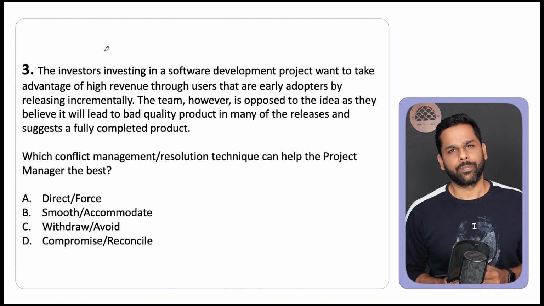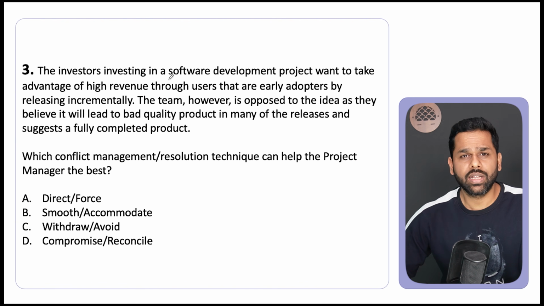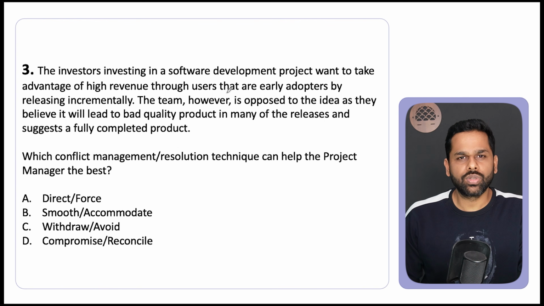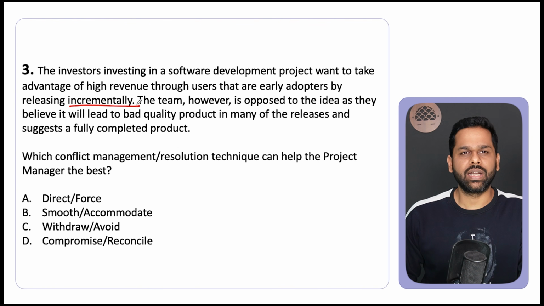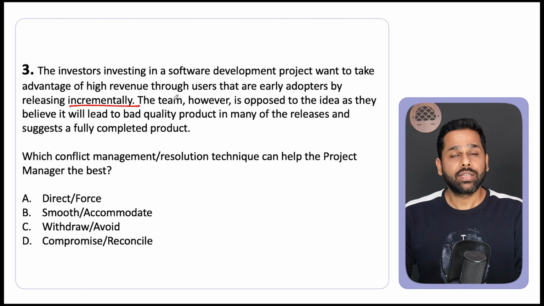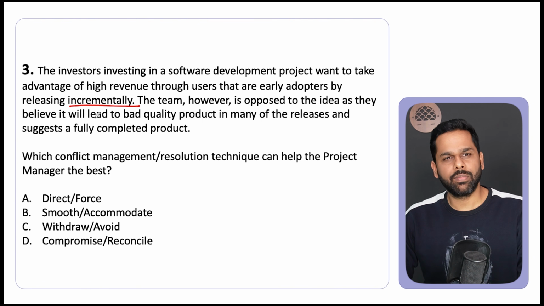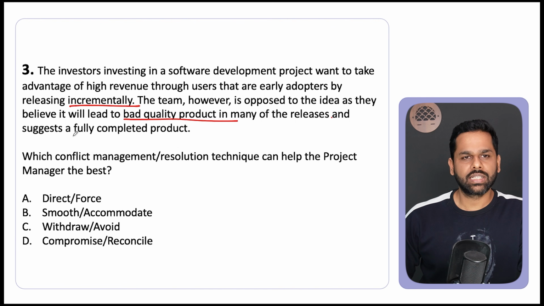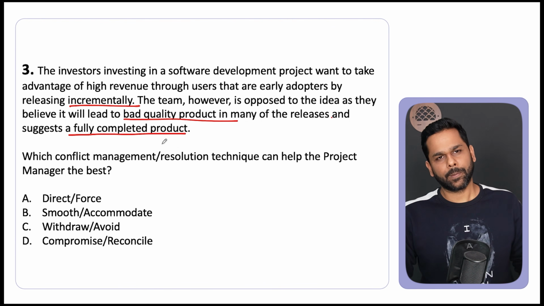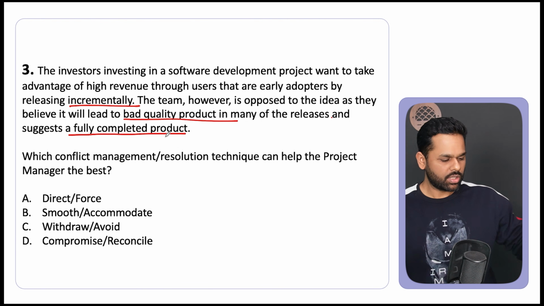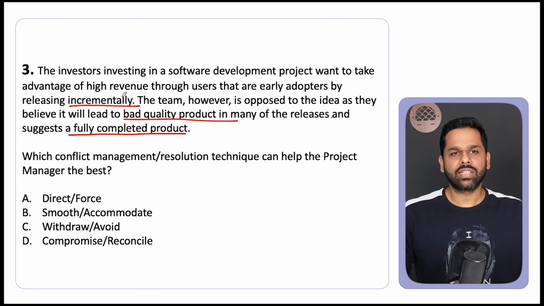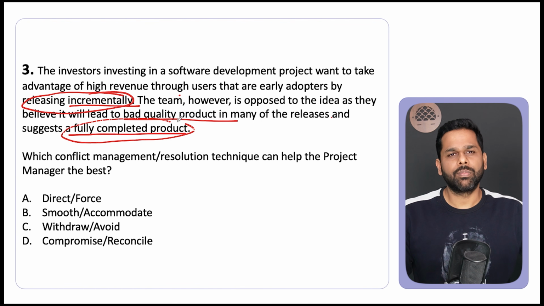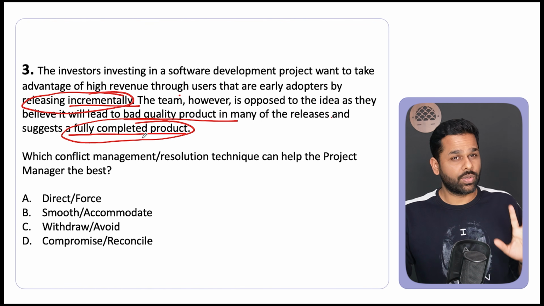Let us go to question number 3. The investors investing in a software development project want to take advantage of high revenue through users that are early adopters by releasing incrementally. The team, however, is opposed to the idea as they believe it will lead to a bad quality product in many of the releases, and suggests a fully completed product. So the situation says investors are suggesting to release incrementally. Team is suggesting to release a fully completed product. That's the situation.